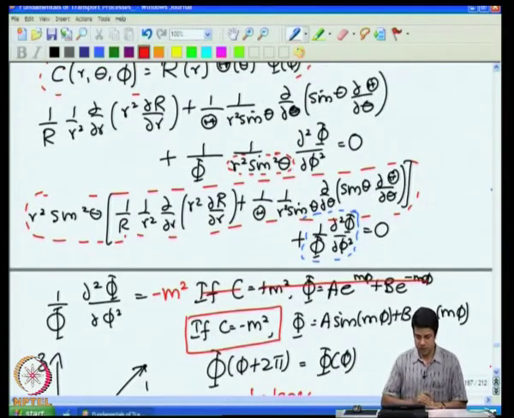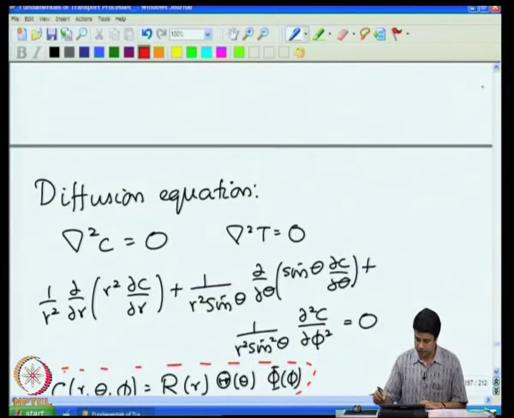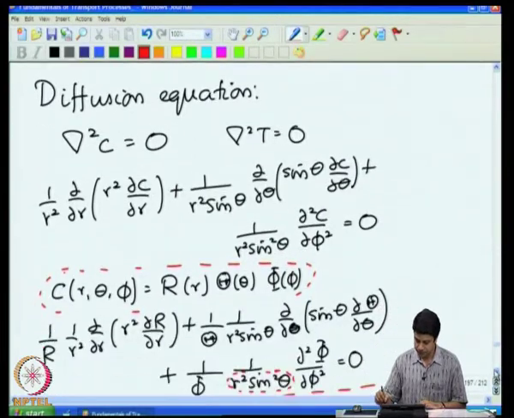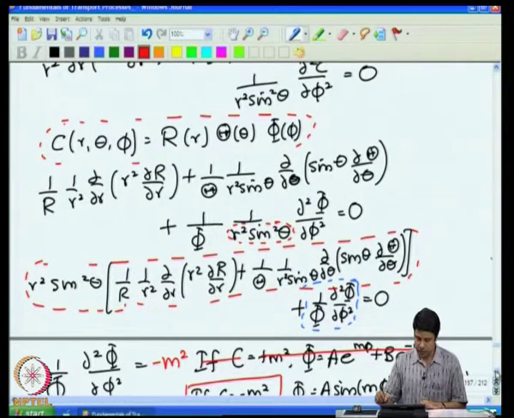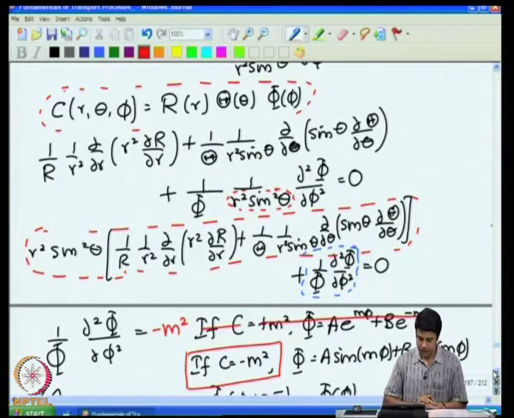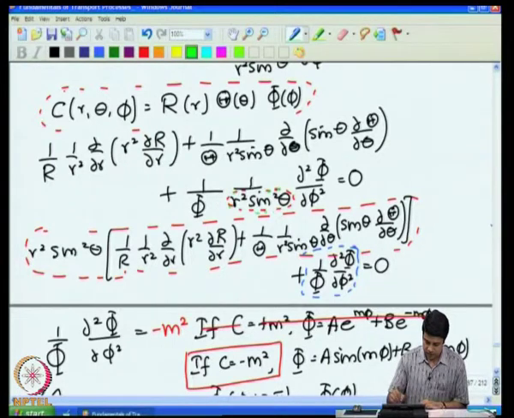We expressed C as a product of r, theta and phi, substituted that into the differential equation, and divided throughout by r, theta and phi. We had to multiply by this additional factor of r square sin square theta in this case, because this operator is a little more complicated.